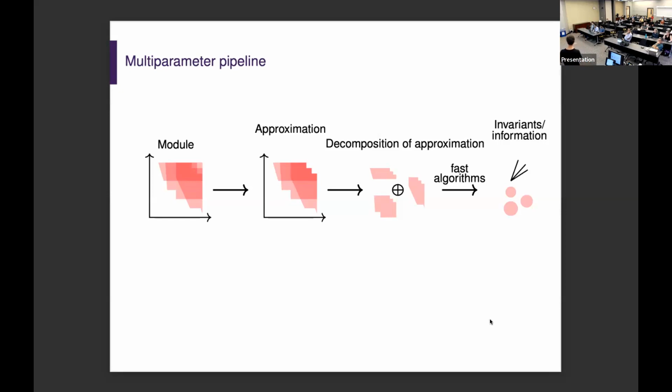For example, algorithms are going to be important, and complexities, that sort of thing. That's not what I'm going to talk about today. Today I'm going to talk about the stability and whether this step from a module to this decomposition of the approximation, whether that can be stable in some sense. So that's the question of the day.